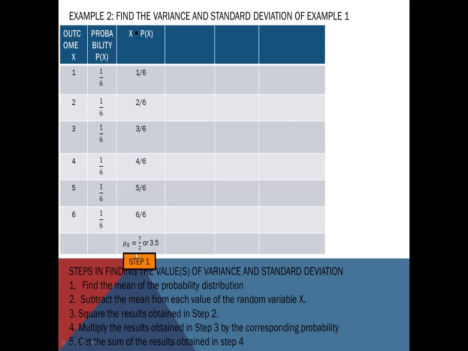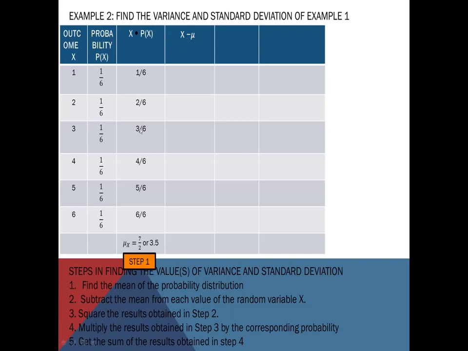Now, in number 2, we need to subtract the mean from each value of the random variable. So, i-subtract daw nato si mean from the random variable x. Unsa ganina si random variable x ang atong outcome. So, kani. So, mag-minus ta. So, what will happen? X minus the mean. Diba? X minus the mean.